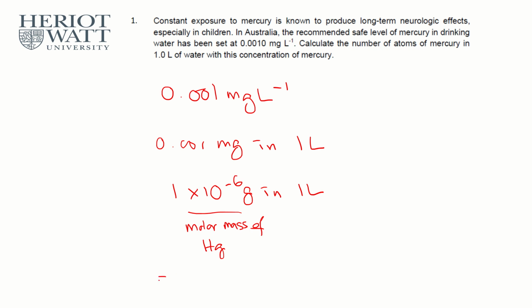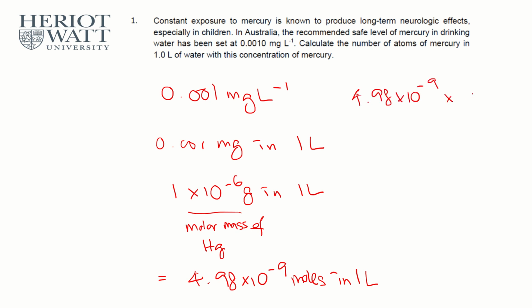When you divide by the molar mass of mercury, you will get the mole. So the answer should be 4.98 times 10 to the power of negative 9. This is the moles of mercury in 1 liter, for the concentration given. Next, once you've got the mole, I'm going to multiply 4.98 times 10 to the power of negative 9 with the Avogadro constant, 6.022 times 10 to the power of 23. You will get your answer as 3 times 10 to the power of 15 atoms of mercury.